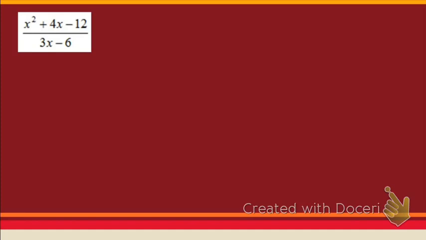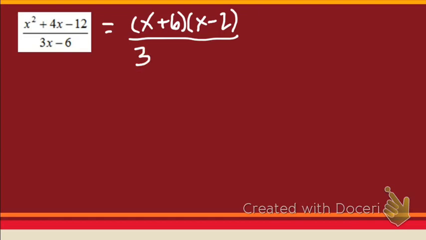let's factor everything. So factor the top, that's going to be x plus 6 times x minus 2. Because those two numbers multiply to negative 12, 6 and negative 2, and add to 4. And then in the denominator, we can pull out a 3. And you're left with 3 times x minus 2.